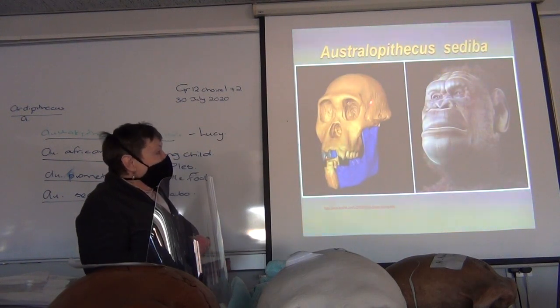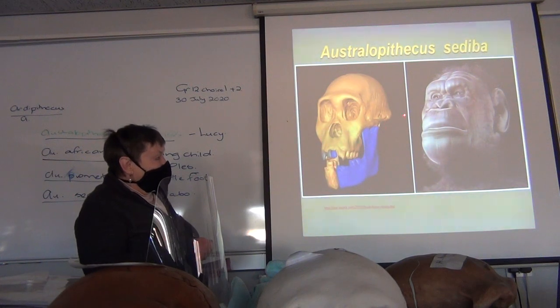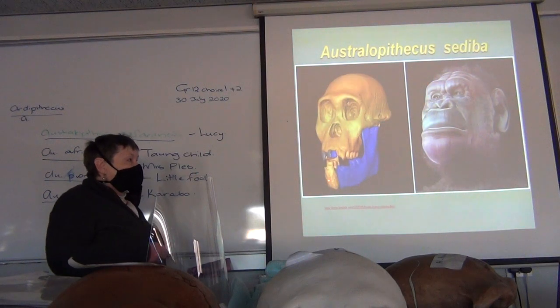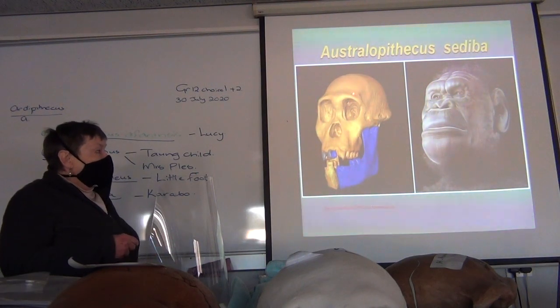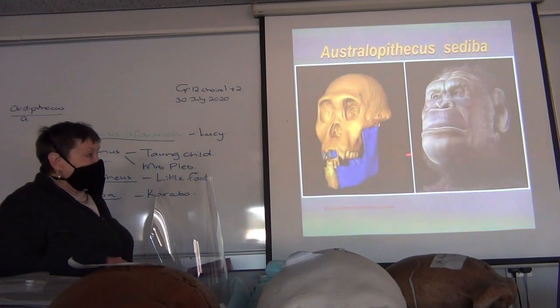Okay. They didn't excavate the entire skull because they were scared that they were going to break it if they took the whole thing out. So they sent it off to, I think it was Germany, that did these scans and produced a three-dimensional picture of it. And then they think that that was what Australopithecus sediba looked like. So look, you can see certain things here.